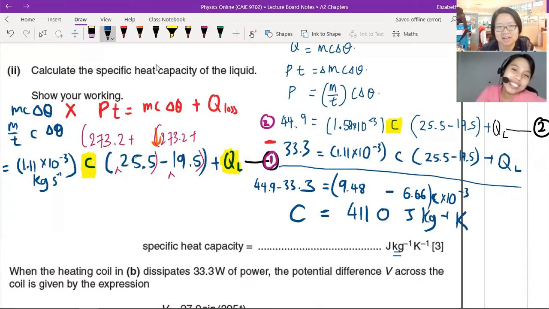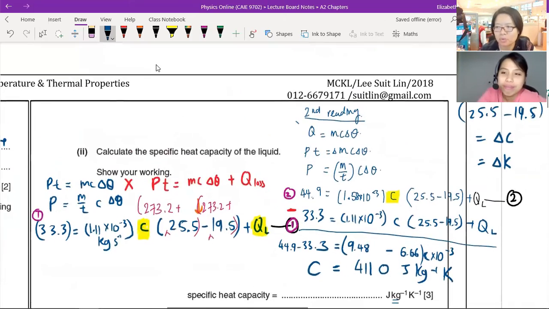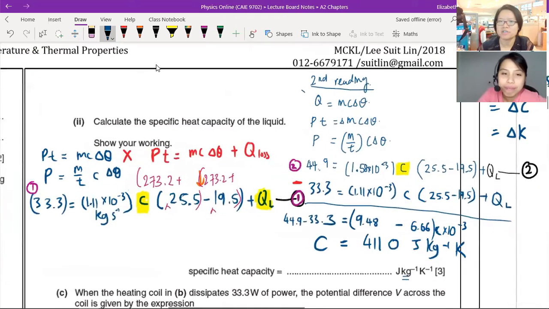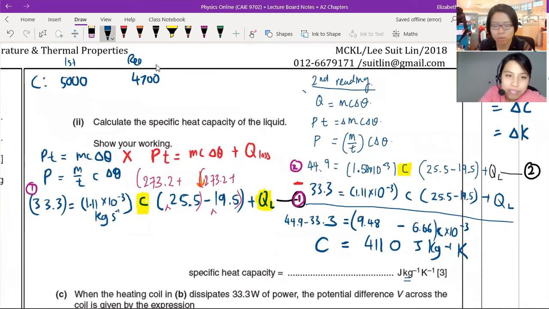So it's neither of the readings. It's something even lower. And you know why it's lower? The previous readings, if we recall just now, I think were 5,000 and 4,700. That was our values. So those are overestimations, but let me go back first to the 4110.